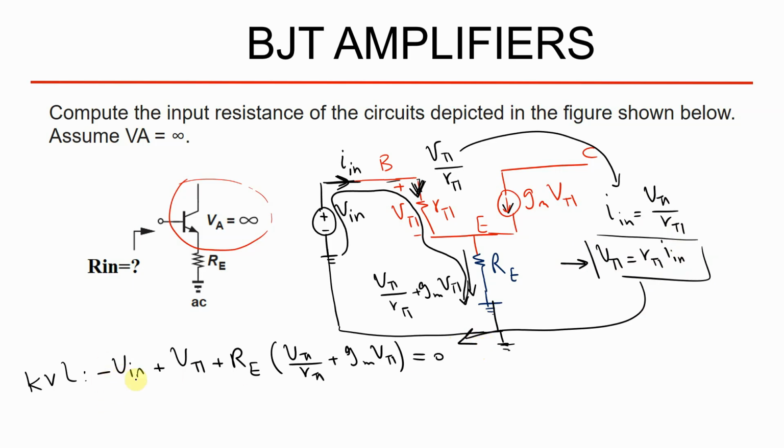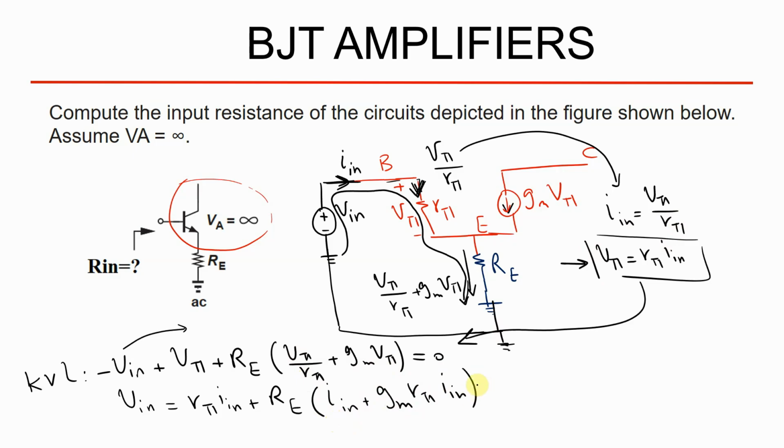Let me simplify this. I'm going to place V in on the right hand side. So V in equals V pi, which is R pi I in, plus RE times V pi divided by R pi. V pi divided by R pi is equal to I in, plus GM times V pi, which is R pi I in.